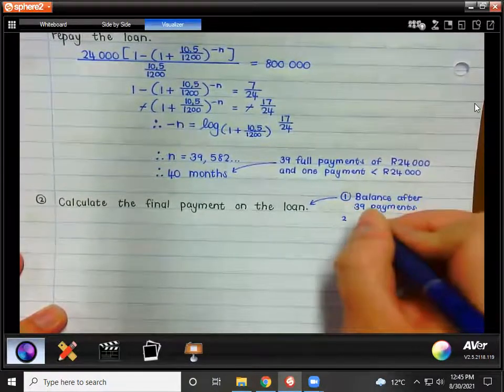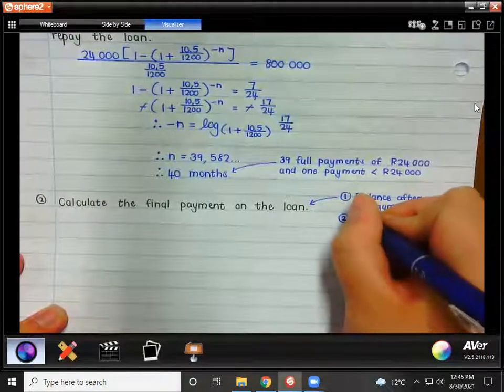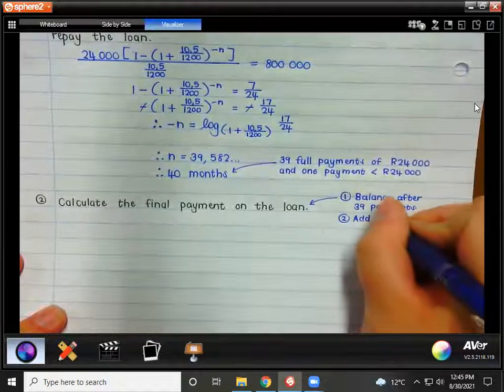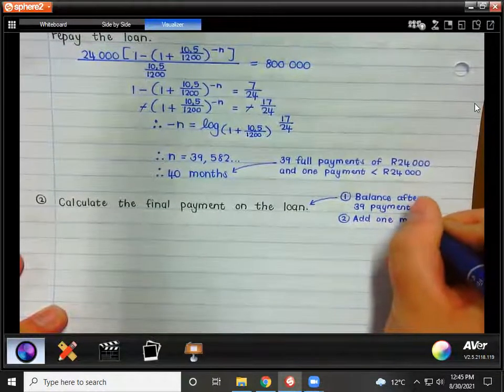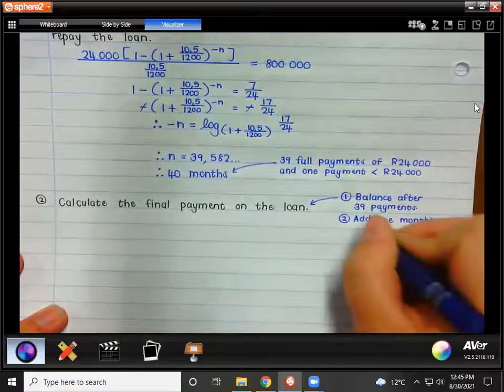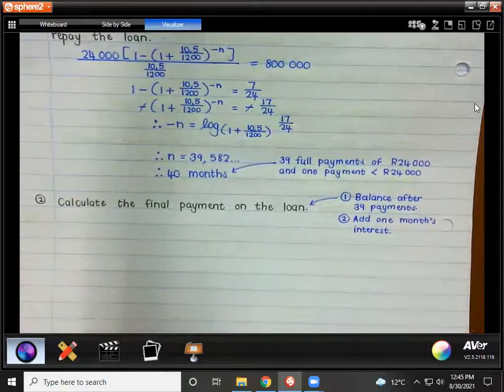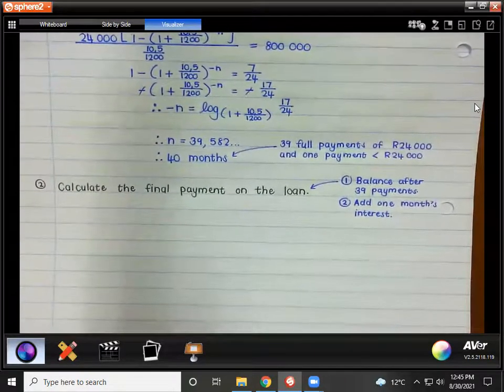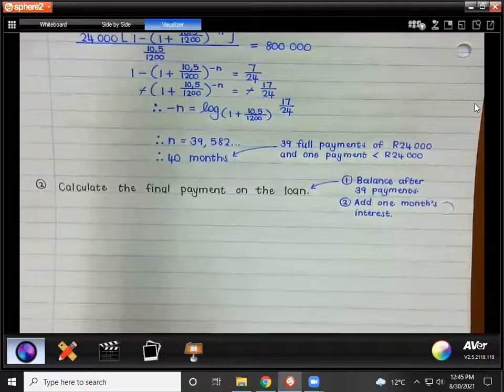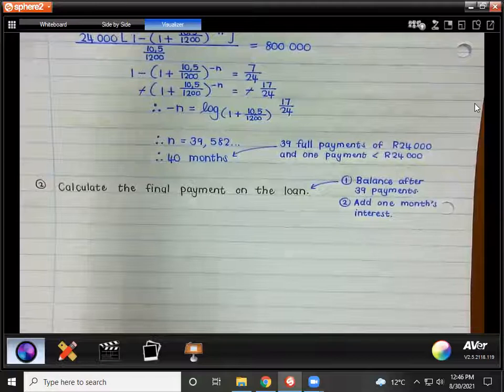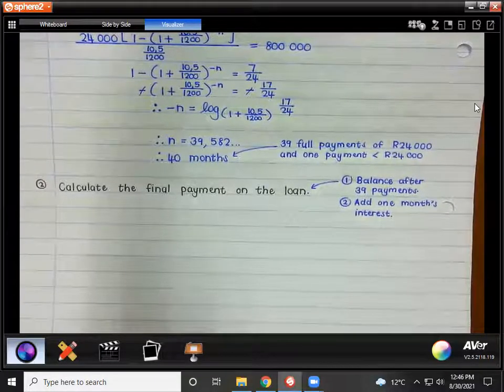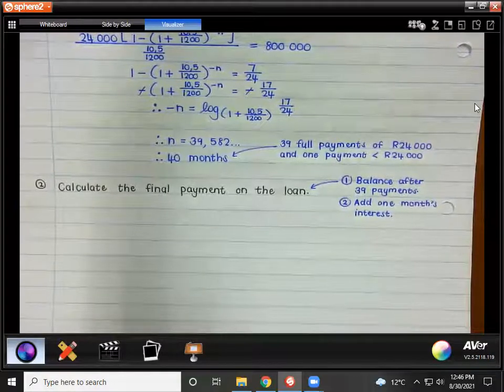And then for the second step, you're going to add 1 month's interest. The balance outstanding after 40 payments is going to be 0, isn't it? So that is what we do in the first step. But then we must still add a month's worth of interest to that, because when you make your last payment, a month would have passed after you calculated your balance.